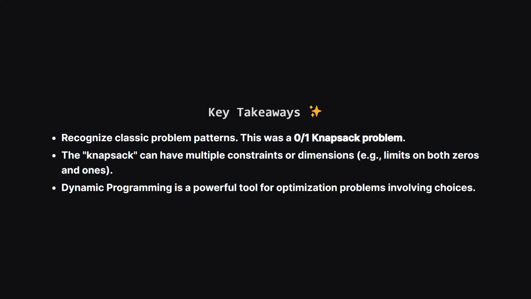So let's wrap it up. The biggest takeaway here is learning to spot familiar patterns. This problem might not scream Knapsack at first, but once you see the structure of making choices with limited resources, it fits perfectly. This shows that the Knapsack idea can be extended to multiple dimensions, in this case, a budget for zeros and a budget for ones. It's a great reminder of how powerful dynamic programming can be for solving these kinds of optimization problems.